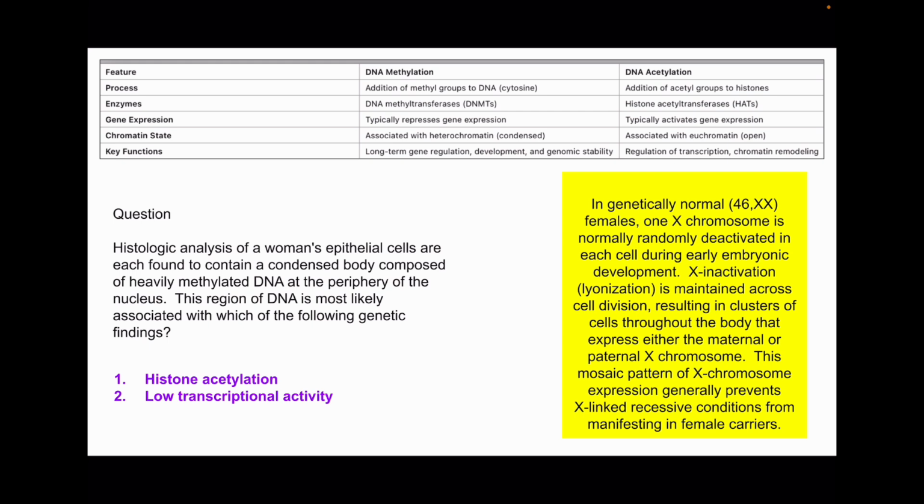If you guys are saying low transcriptional activity, you guys are absolutely correct, because in genetically normal females, 46 XX, one X chromosome is normally randomly deactivated in each cell during early embryonic development. This X inactivation is called lionization. It is maintained across cell division, resulting in clusters of cells throughout the body that express either the maternal or paternal X chromosome. This mosaic pattern of X chromosome expression generally prevents X-linked recessive conditions from manifesting in female carriers.